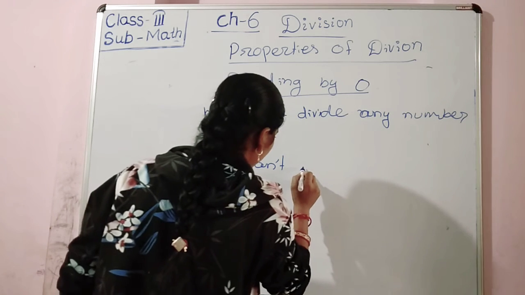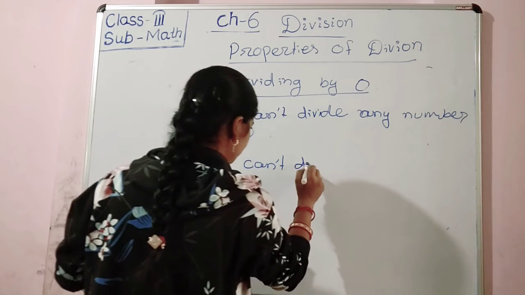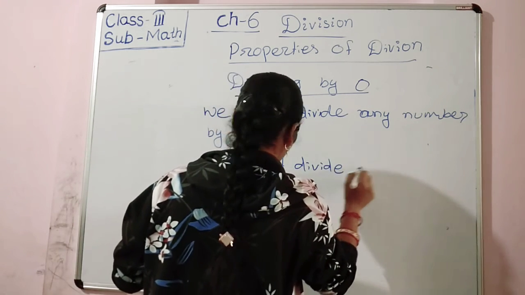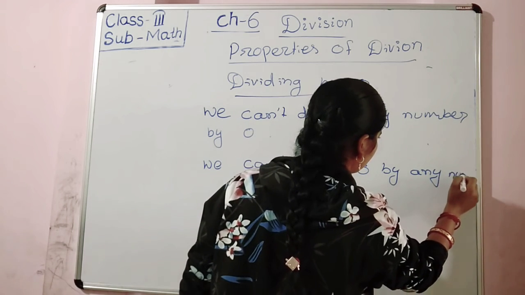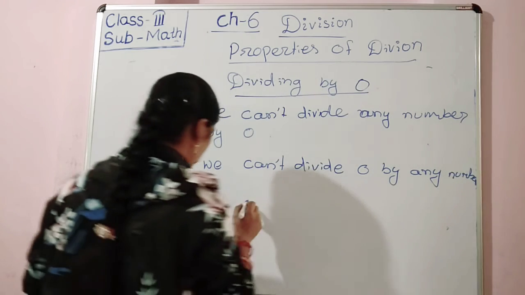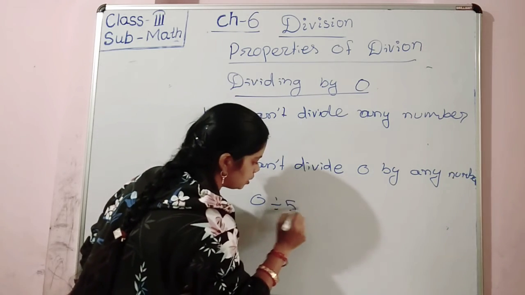But we can divide 0 by any number. देखो, suppose 0 divided by 5. It is 0.